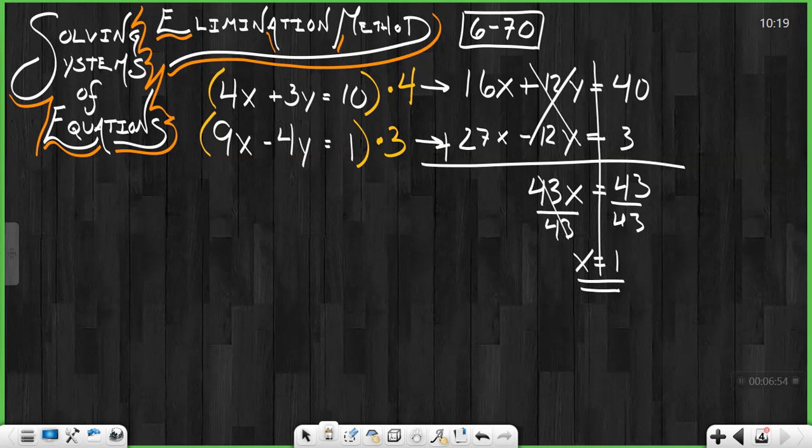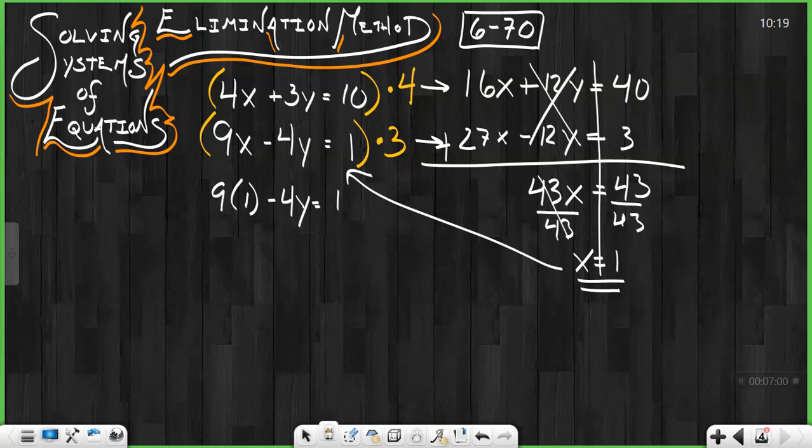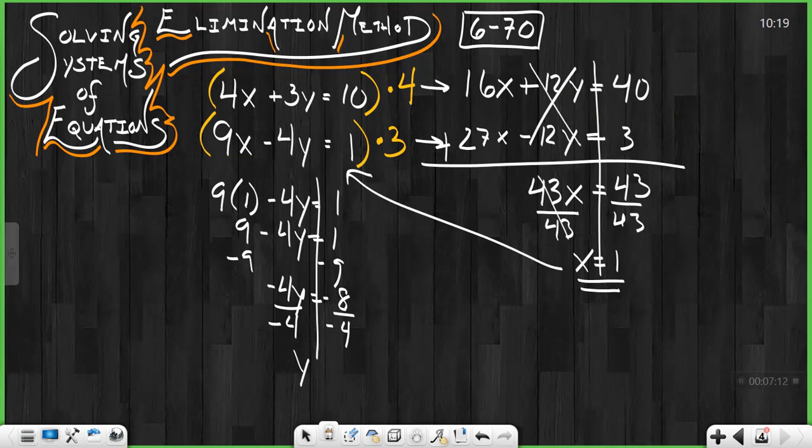All right. Once again, once I have x, go back, plug it in. I'll just use this bottom equation here. It's nice and simple to use. So I'll say 9 times 1 minus 4y equals 1. And I'll solve that for y. And I find that y is 2.